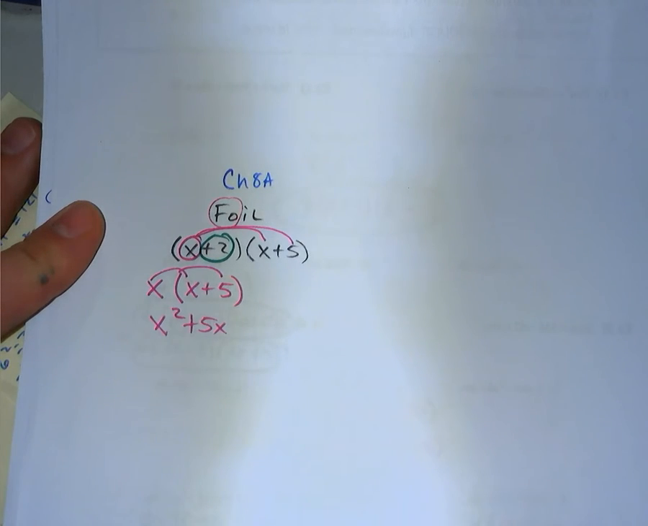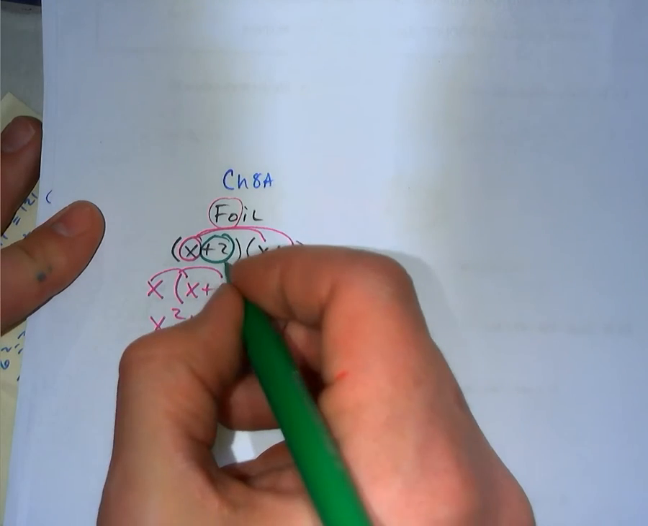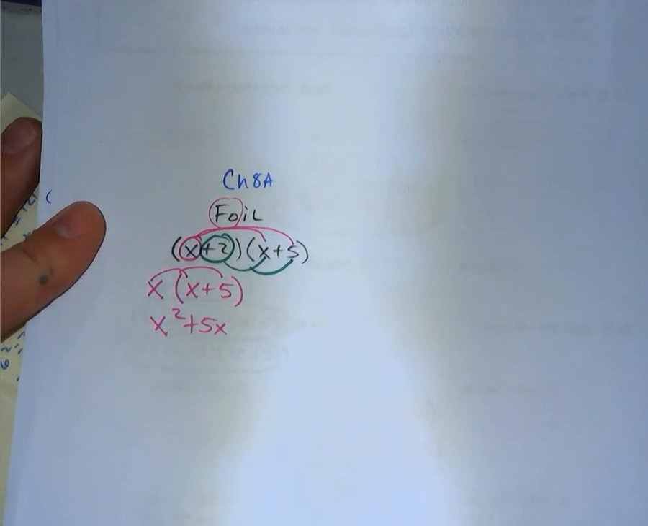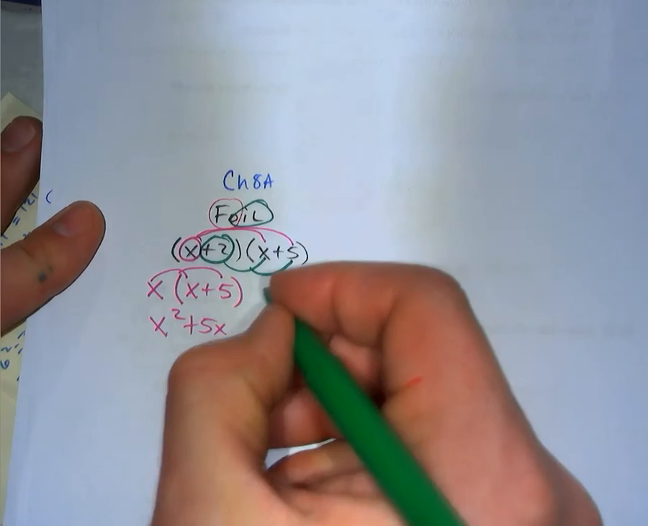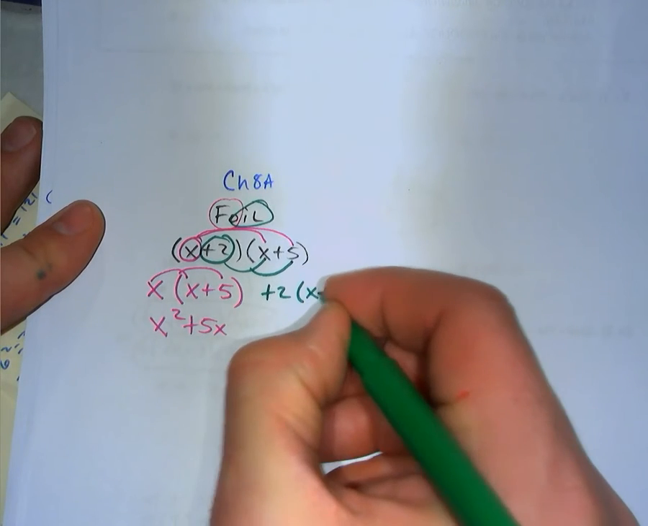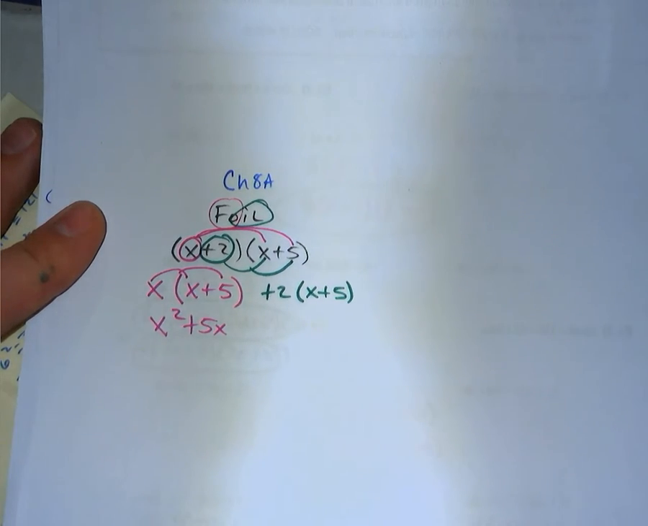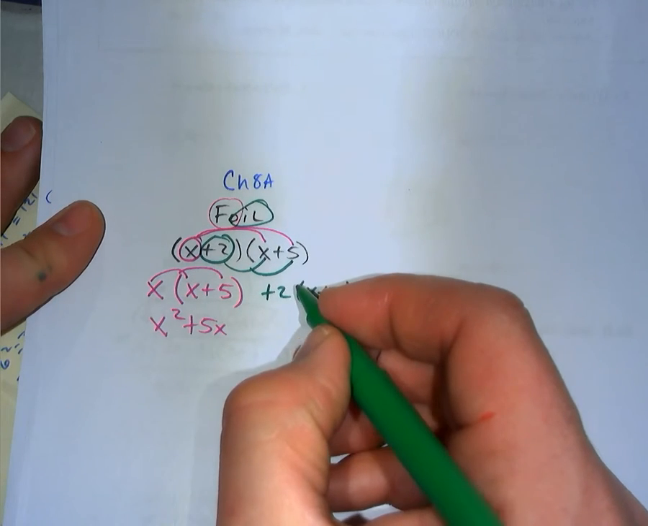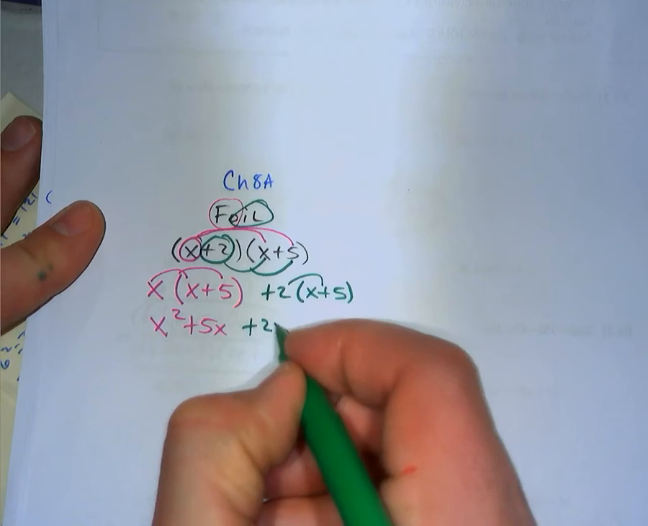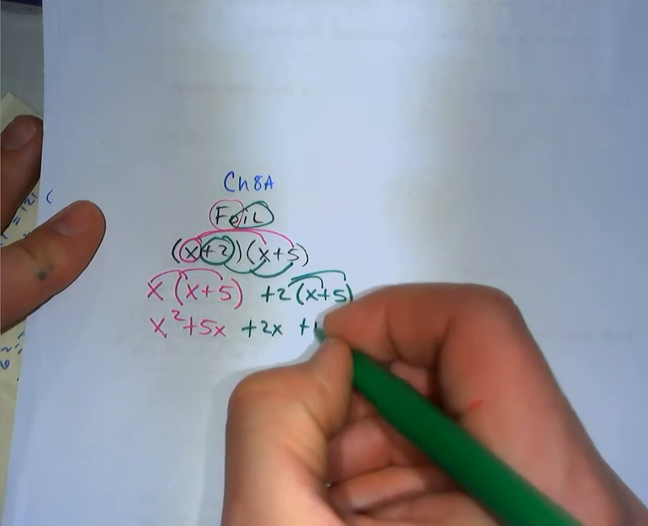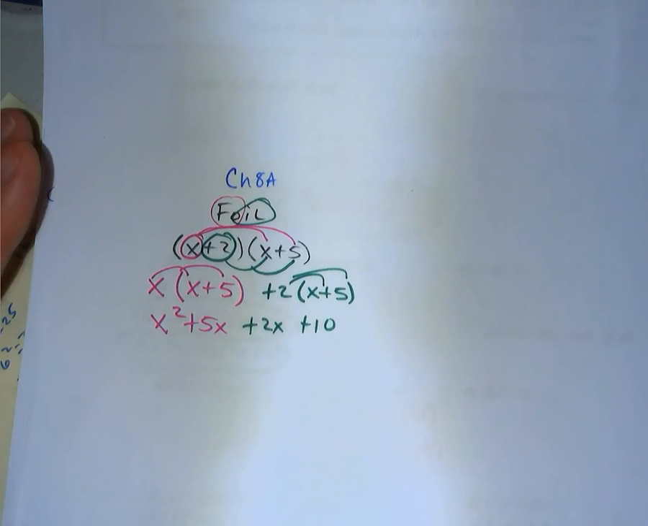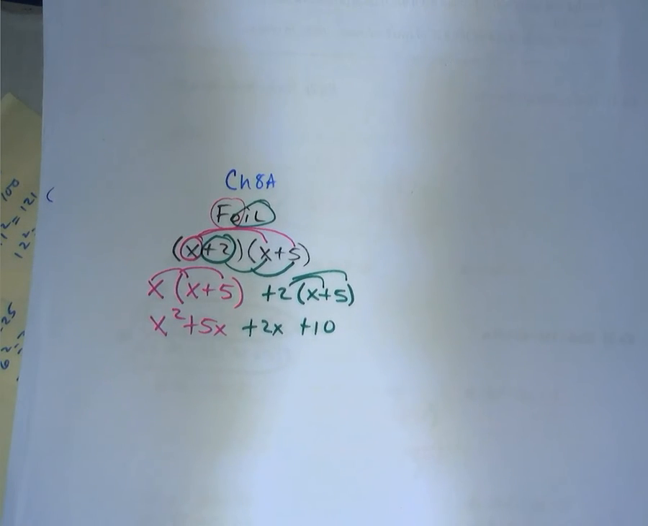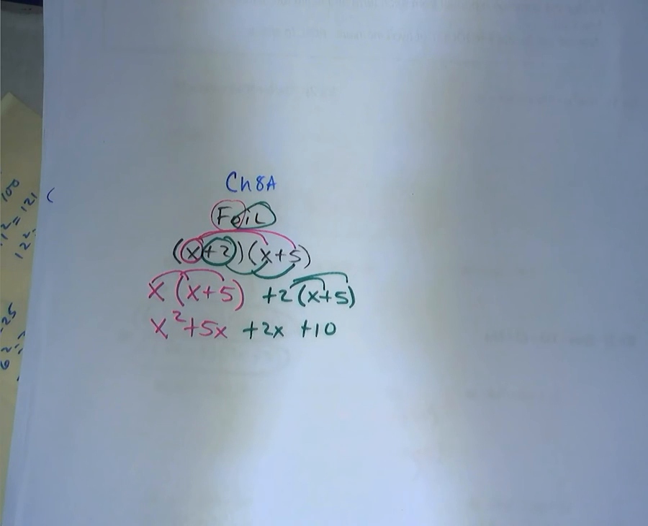Now I'm going to take my 2. I'm going to go ahead and distribute the 2 to my inside terms in the last term. That's the I and the L of FOIL. So essentially what we're doing is we're taking this plus 2 times x plus 5. You guys agree with that? And 2 times x is 2x. And 2 times 5 was 10. And then we simplified and we got our x squared plus 7x plus 10, right? Well, that was chapter 8A. That's how we FOIL.